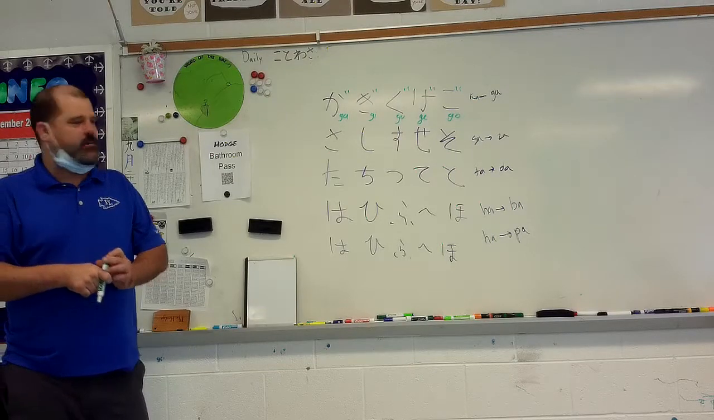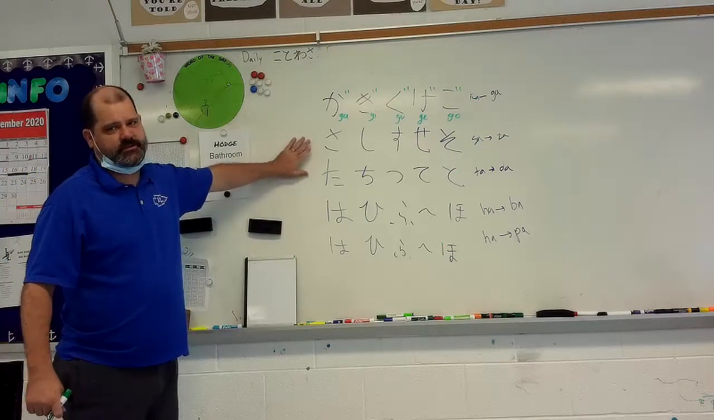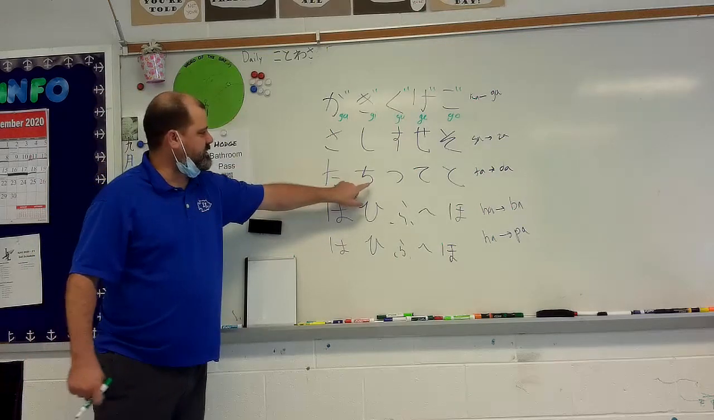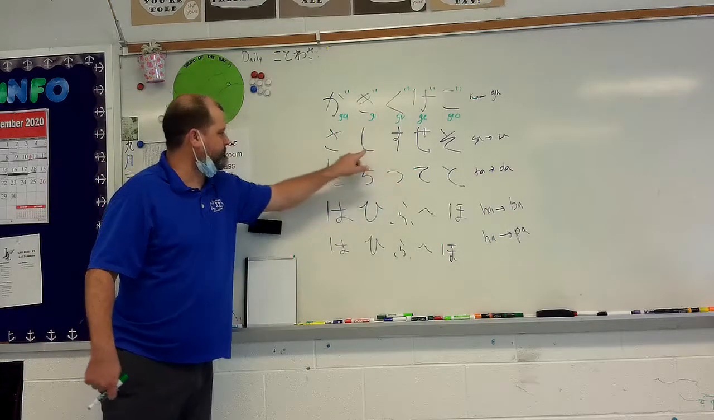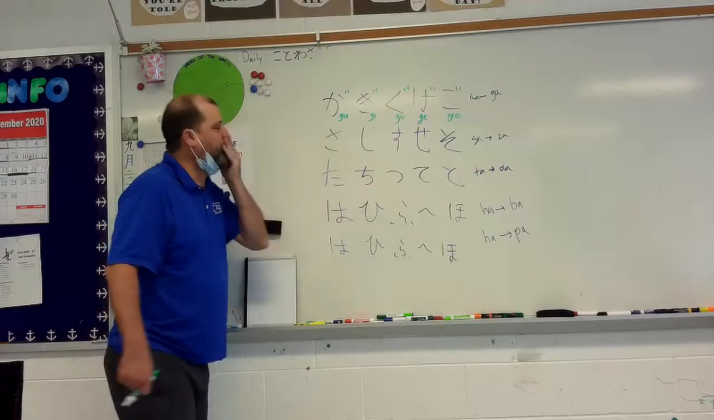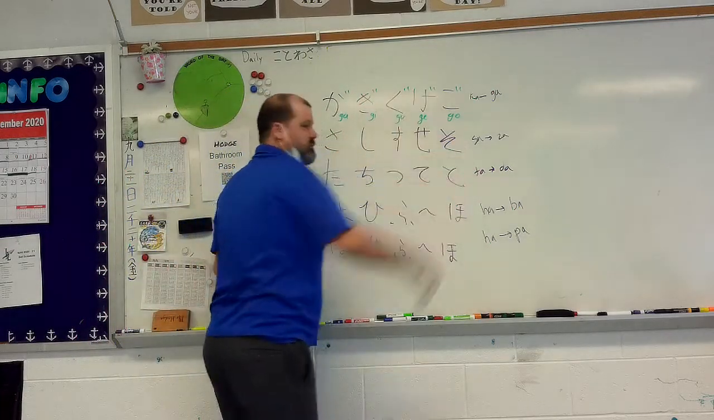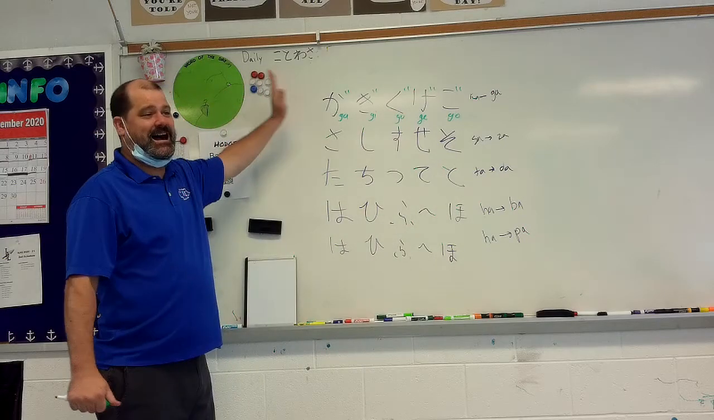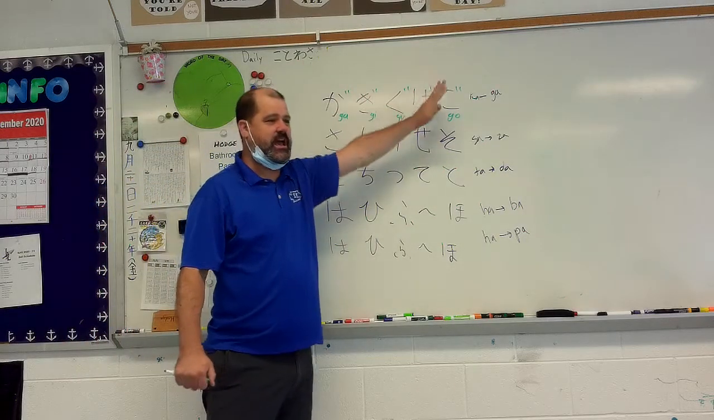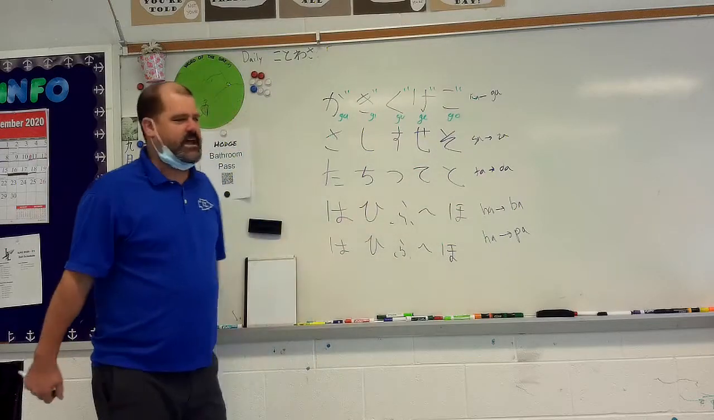Okay? Now with these two, there are exceptions. And that's this sound here and this sound here. These three. So we've got ga, gi, gu, ge, go. Let's say it together. Ga, gi, gu, ge, go. Real easy to say, right?